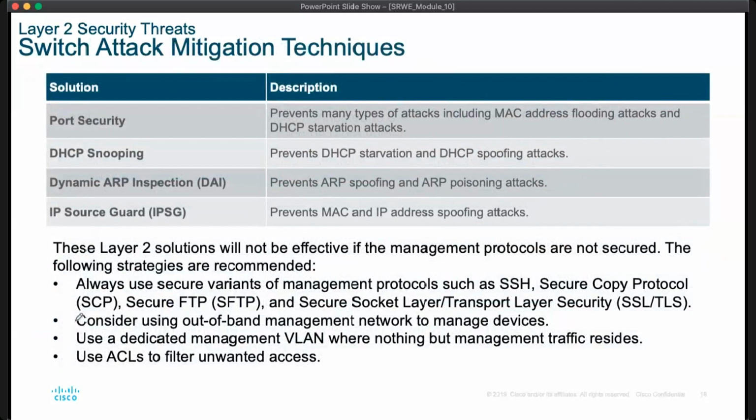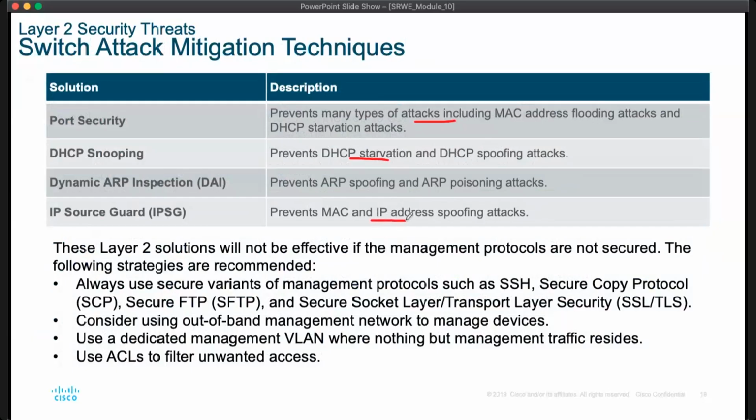Port security prevents many types of attacks, including MAC address flooding attacks and DHCP starvation attacks. DHCP snooping prevents DHCP starvation and DHCP spoofing attacks. Dynamic ARP Inspection, or DAI, prevents ARP spoofing and ARP poisoning attacks. IP Source Guard, or IPSG, prevents MAC address and IP address spoofing attacks.